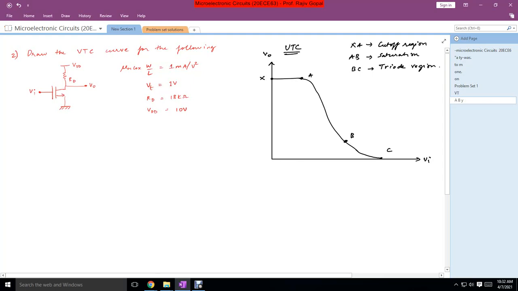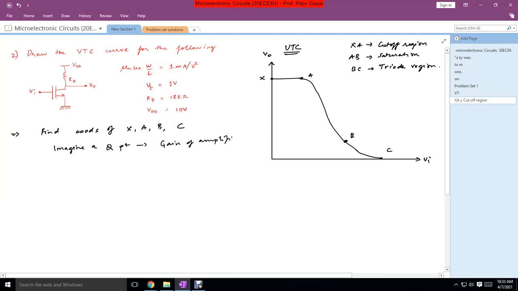So now, when I have to draw the VTC curve, I have to find the coordinates of points. So the solution here is find coordinates of point X, A, B and C. And another bonus part is imagine a Q point. Like Manoj earlier was saying, this Q point has to be right in the middle, right? So we will take a Q point which is in the middle of the saturation region, and based on this we find the gain of the amplifier.